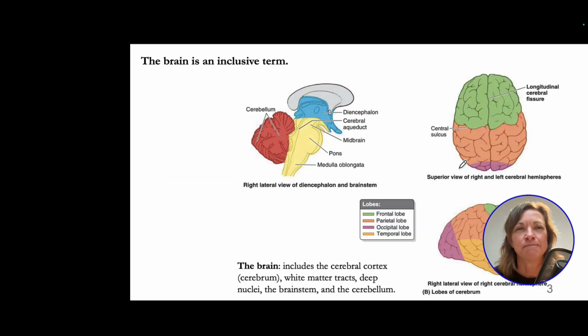An important point before we go any further is that the term brain is inclusive, right? So a lot of people, if we look over here, conflate the cerebral hemispheres with the brain. So they might call this the brain or this the brain and forget about all of this. So the cerebellum, the diencephalon, the brainstem, which includes the midbrain, the pons, and the medulla oblongata, all are included in the brain. The brain is an inclusive term. So remember that before we go any further.